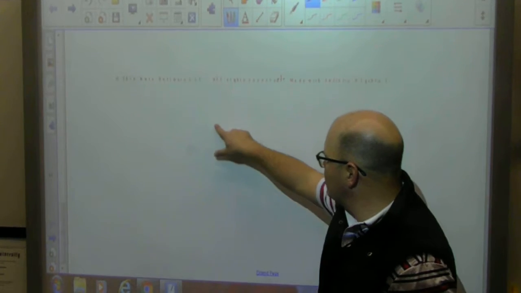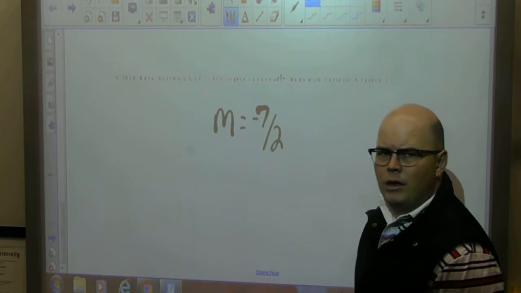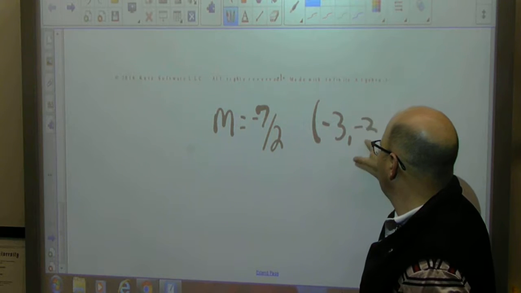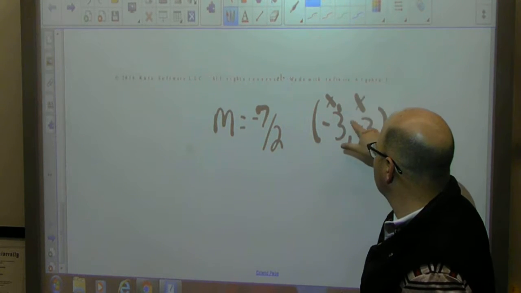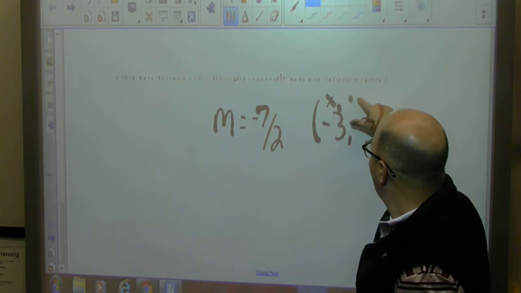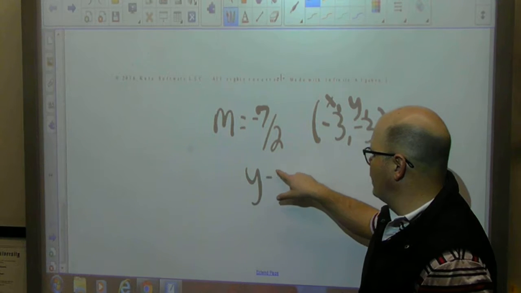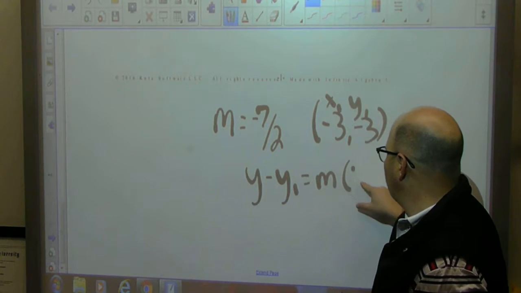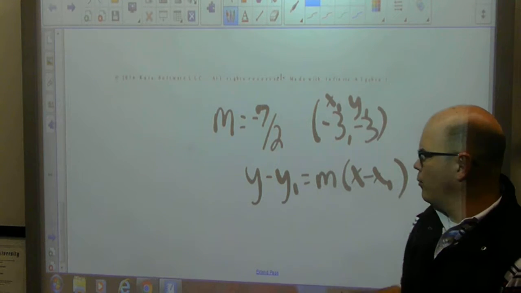Okay, now to go a little bit more in depth with it, let's extend my page out now because I know my slope was -7/2, and I knew that one of my points was (-3, -3). So if that's the case, I'm just going to label this one x1 and this one y1, and I'm just going to put it back into my equation: y minus y1 is equal to m times x minus x1, which is also known as my point slope format.